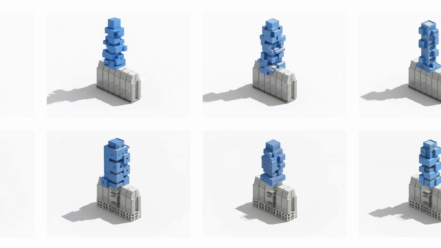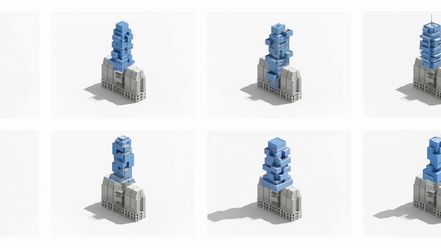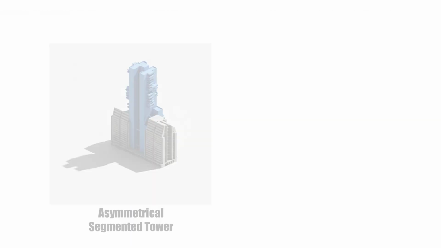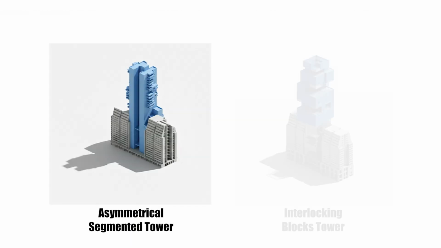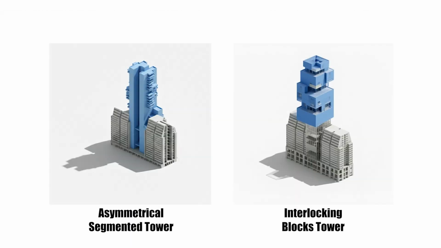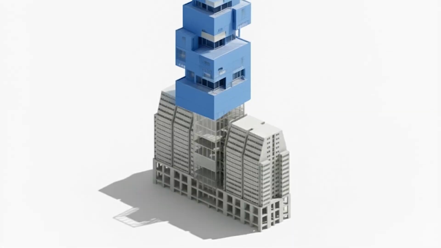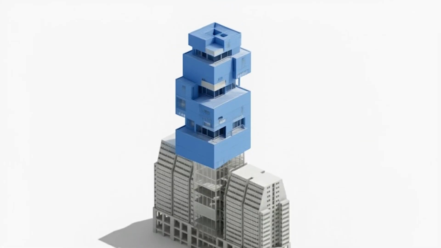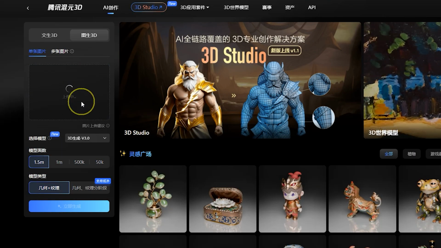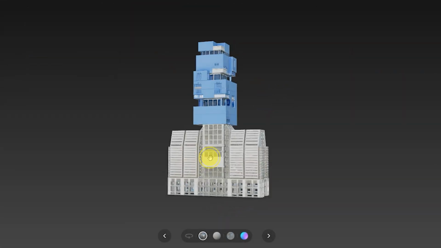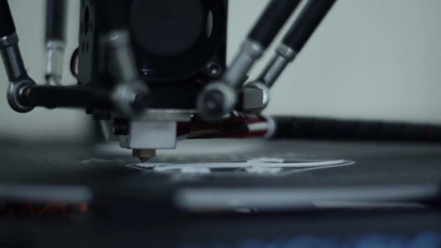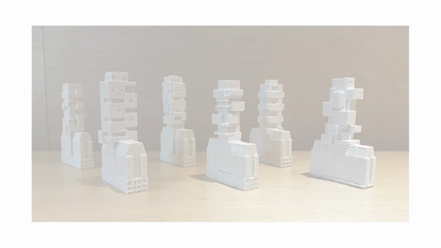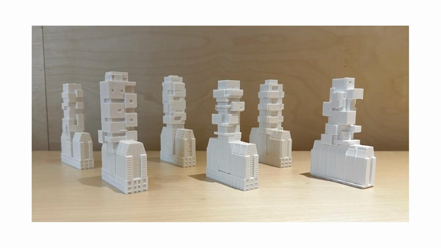In the process, a wide range of ideas are generated, including the concept of asymmetrical segmented tower, interlocking blocks tower, etc. Using the generated images, I put them into an AI 3D model generation tool called Hunyuan 3D to create 3D digital models. The generated 3D models are then fabricated into physical models. Under the process, a large amount of physical models representing different concepts could be produced effectively.